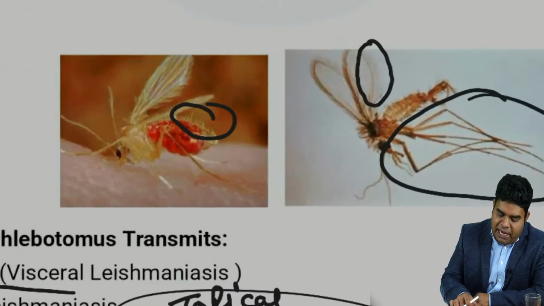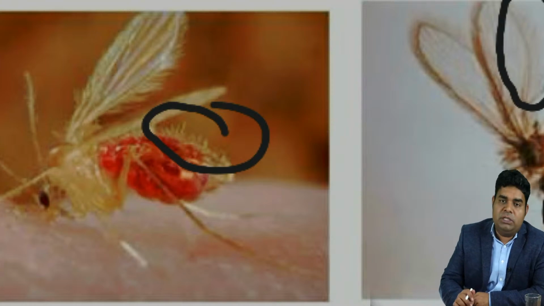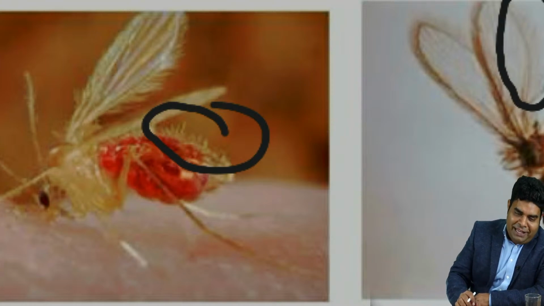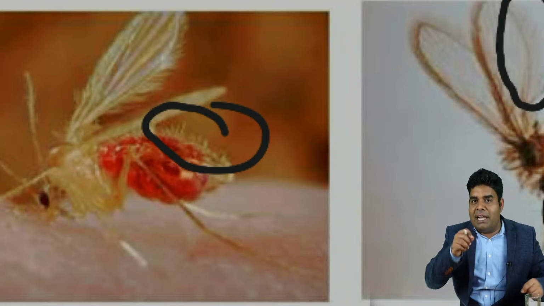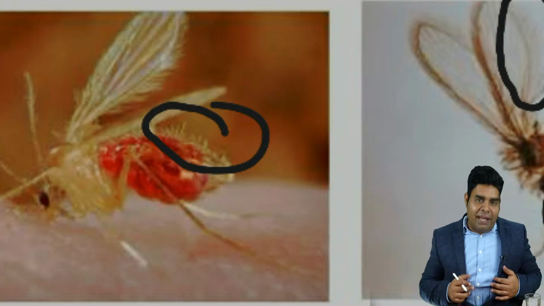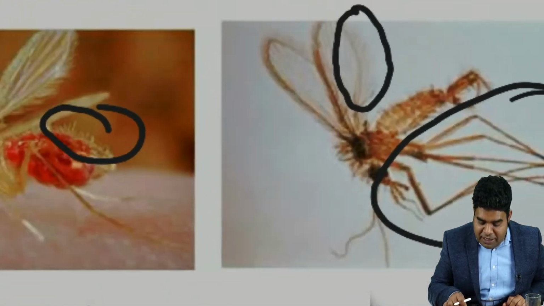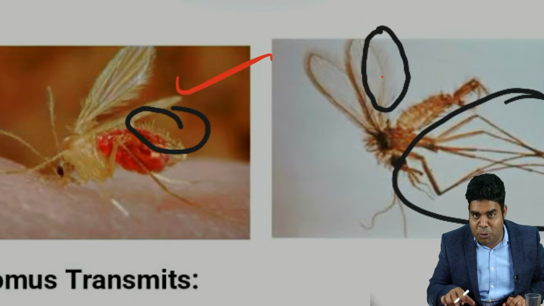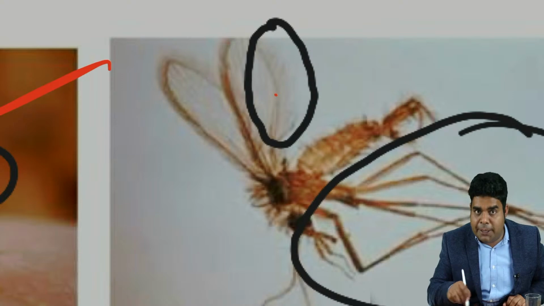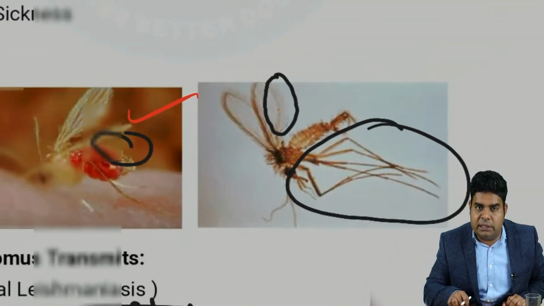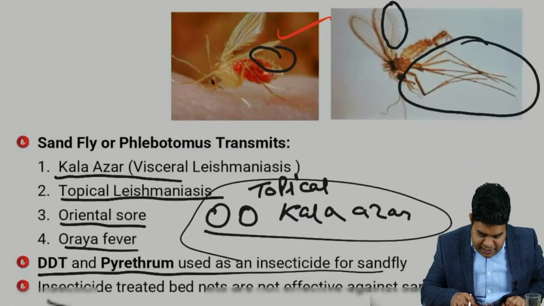If you saw a fly with hair-like structure on body and wing, that is sand fly. And this feather-like structure, when you see it from distance, it will look like sand on the body of sand fly. That's why they call it sand fly. And both are sand fly image. And this is a live one, this is a killed one, but both are sand fly. How will you identify it? By this hair-like structure on the wing. And second thing is sand fly have very long legs. Long legs is also there in sand fly.